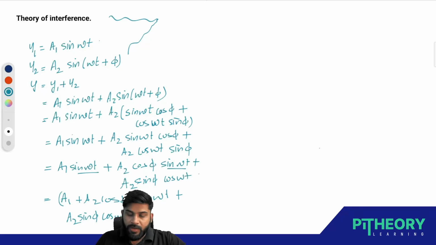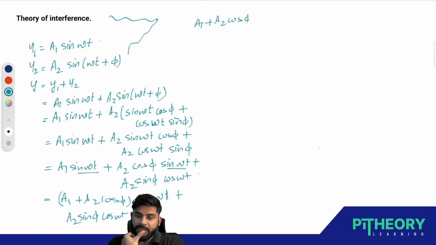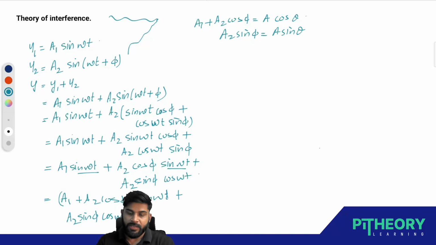So now you see what I'm going to do. This first term that I've written in bracket, which is A1 plus A2 cos phi, let's write it as equal to A cos theta. And A2 sine phi, let's write it as equal to A sine theta. So what will happen to our relation here? This equation becomes y equal to A cos theta into sine omega t, plus A sine theta into cos omega t.